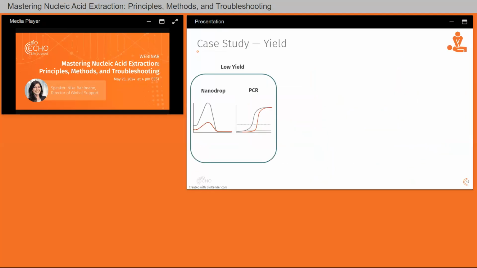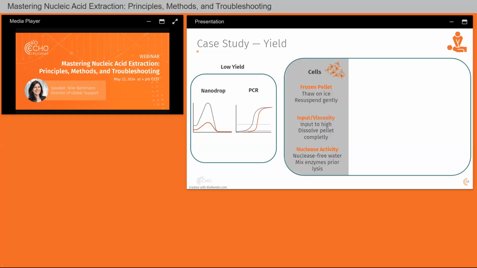To give you some examples, I want to give you three little studies. First of all, about yield. Here on the left, you can see in gray the usual standard profile, nice NanoDrop data, nice PCR data. If I have low yield, usually I have a drop in the NanoDrop and also a shift in CT values in my PCR. What could be the reasons?